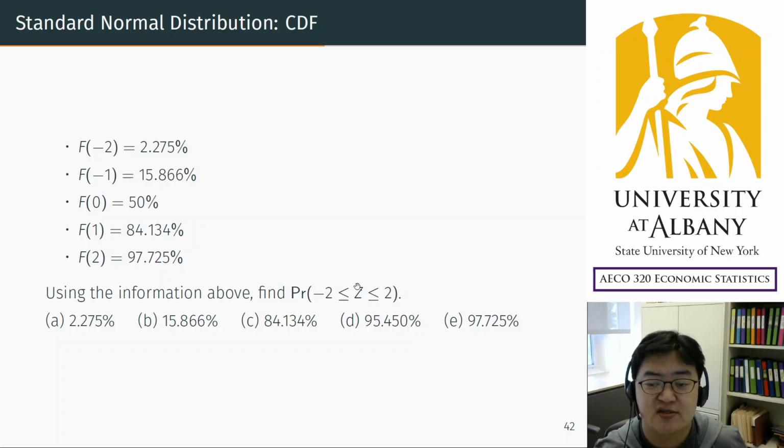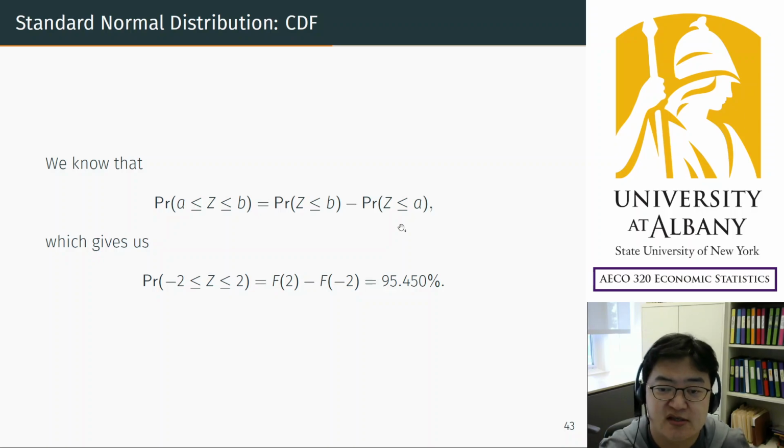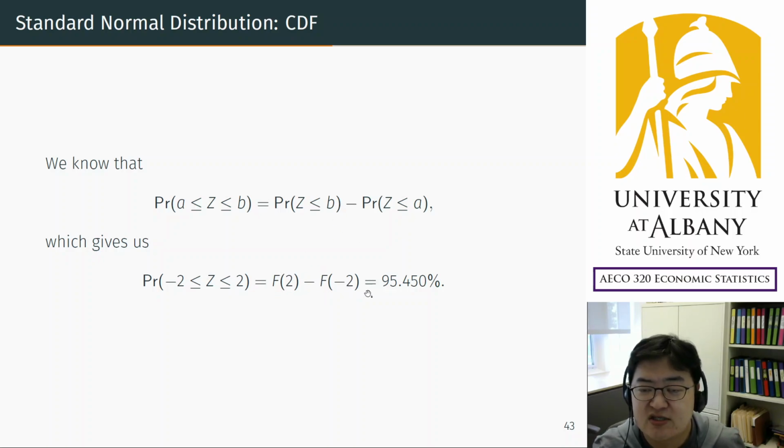Probability between -2 and +2 can be calculated using this probability and this probability, right? We know that probability between A and B can be calculated as the difference in those two cumulative probabilities. So subtract probability smaller than -2 from the probability smaller than 2.